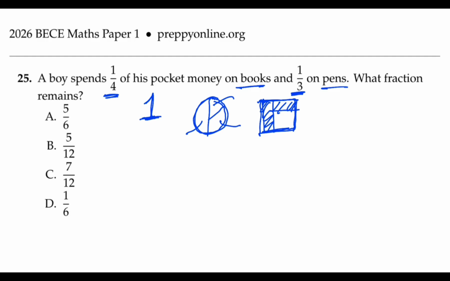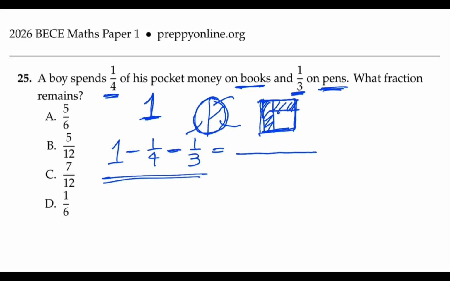What fraction remains? The fraction that's going to remain is that 1 whole minus the 1/4 that he spent on books, and then also minus the 1/3 that he spent on pens. So we are supposed to calculate this fraction. And what is it equal to? Well, we can write them over the same denominator. So if we do that, we can try to write over a common factor.